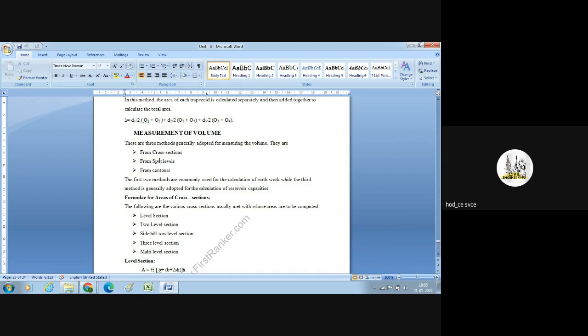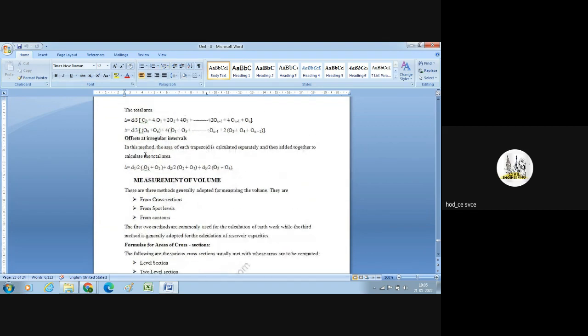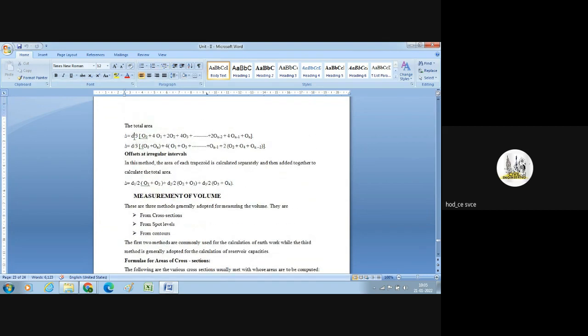So far we have used regular intervals with the same distance of d, right? So that's why we used it as a common thing, each and every ordinate has a distance d. Next, coming to the irregular intervals. Irregular intervals means one division is d1, another division distance is d2, like that, right? In that case, we need to calculate individually.